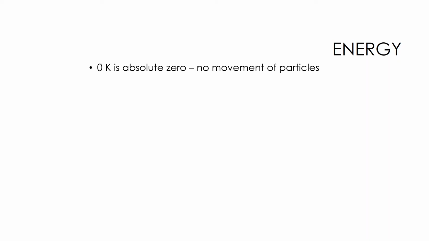0 Kelvin is called absolute zero. That's no movement of particles. That's a theoretical thing. We can't actually make matter have no movement. We can get really, really close, within thousandths of a degree. But we can't really actually stop matter from moving, but that's absolute zero, 0 Kelvin. Maybe you've heard that in space, it's absolute zero. It's very, very close to absolute zero in space because there's not a lot of particles and they're not moving very fast, but it's not quite absolute zero.